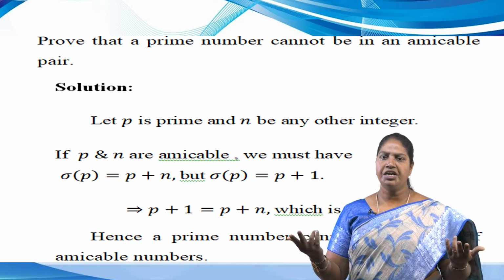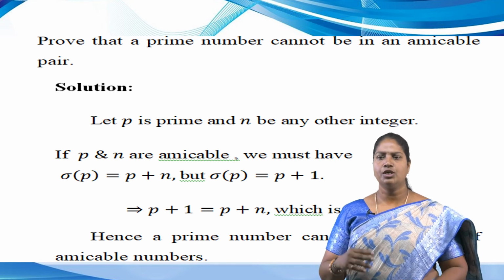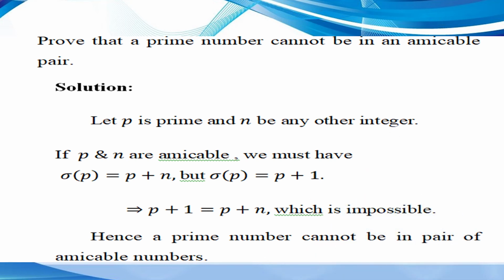So if we calculate these two numbers, we observe that p plus 1 is equal to p plus n for any given integer n. If n is equal to 1, this is possible. If n is greater than 1, suppose we take n equal to 2, then p plus 1 is equal to p plus 2. Is it true? No, which is impossible. Hence, a prime number cannot be in a pair of amicable numbers. That means that except 1, a prime number cannot be a friendly number with any other integer.